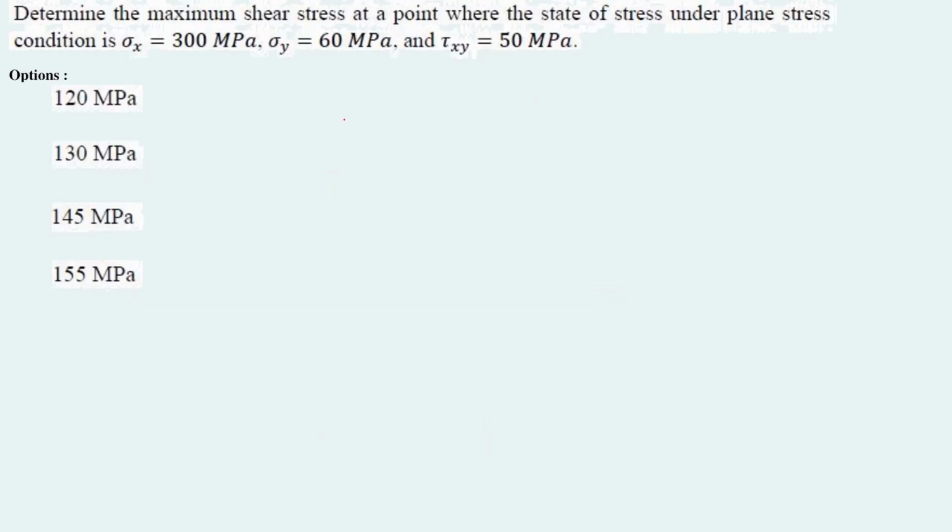Let's have a look at this question. Determine the maximum shear stress at a point where the state of stress under plane stress condition is sigma x equals 300 megapascals, sigma y is 60 megapascals, and shear stress is 50 megapascals.